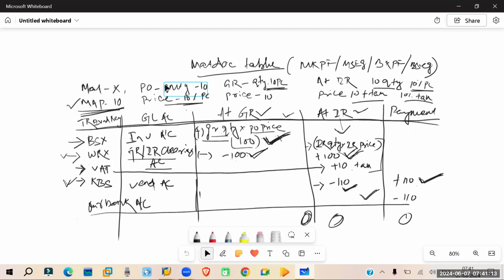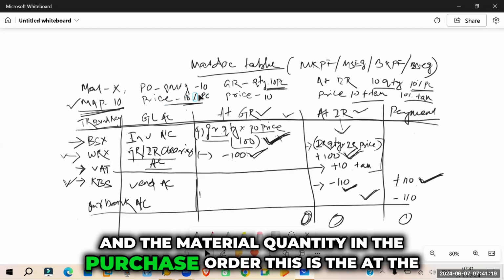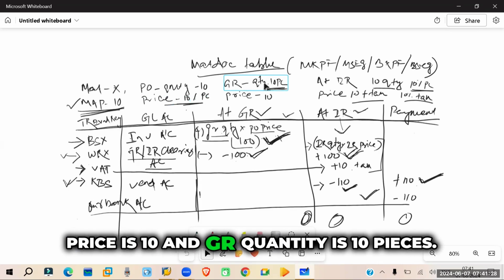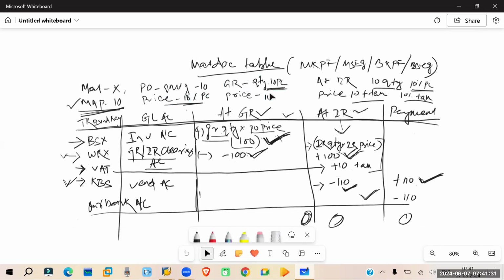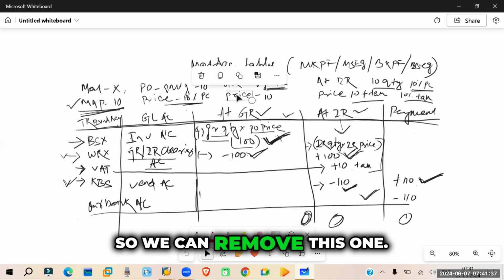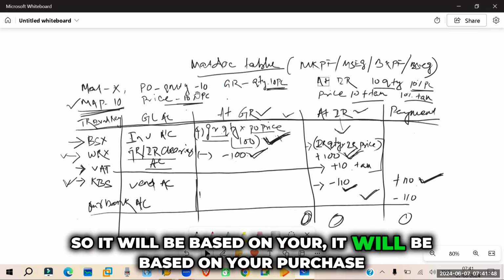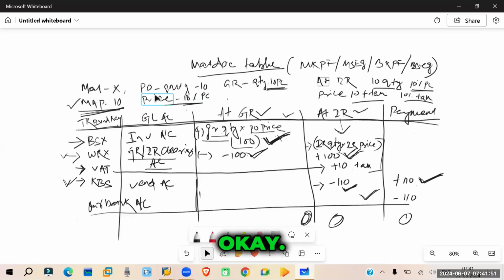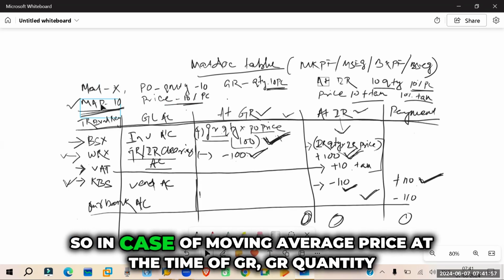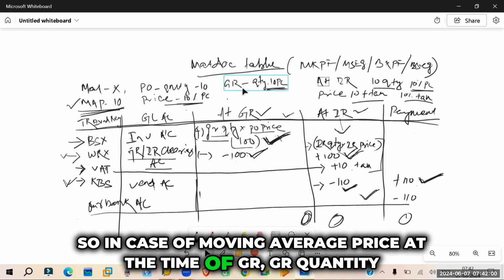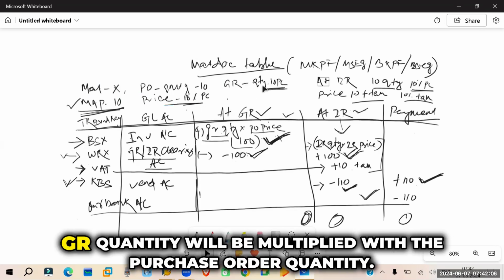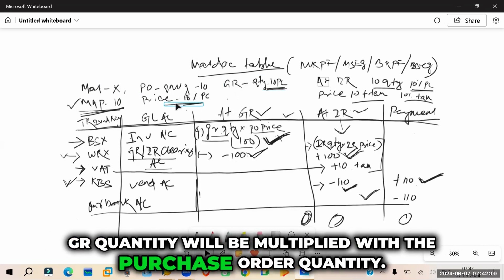on moving average price and the material quantity in the purchase order. At the purchase order, the quantity is 10, the price is 10, and the GR quantity is 10 pieces. At the time of GR there is no price, so we can remove this one. It will be based on your purchase order price only. So there is a difference. Here we are taking the moving average price. In case of moving average price, at the time of GR, the GR quantity will be multiplied with the purchase order price.